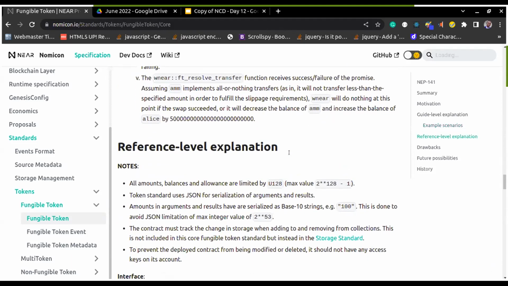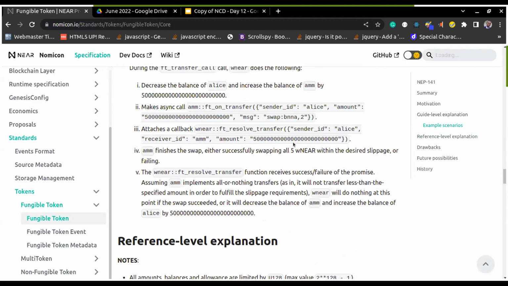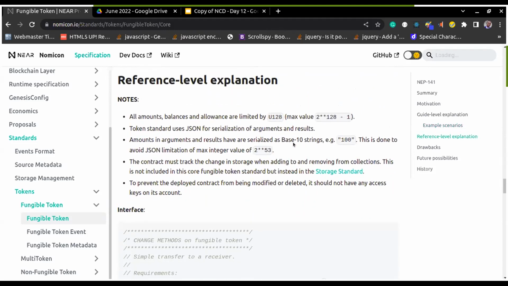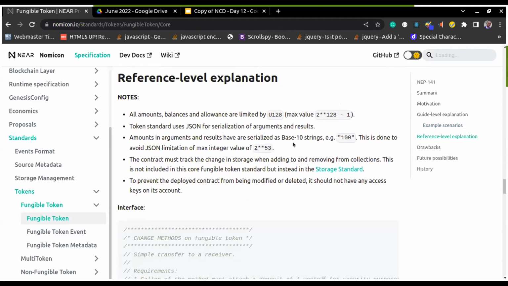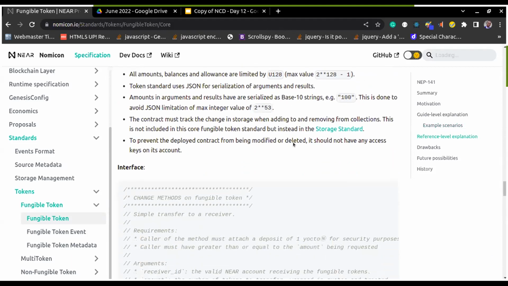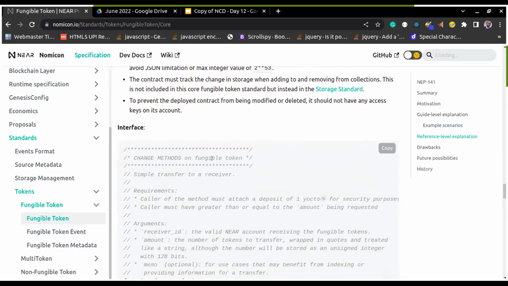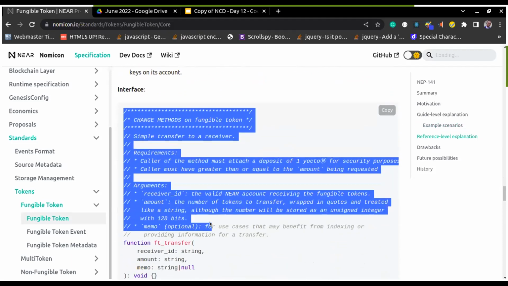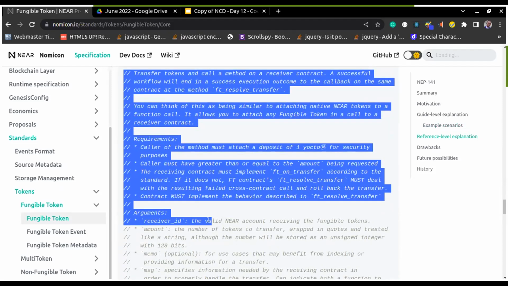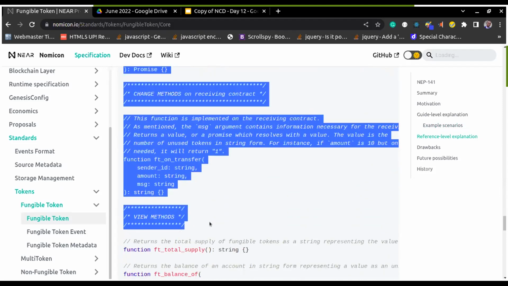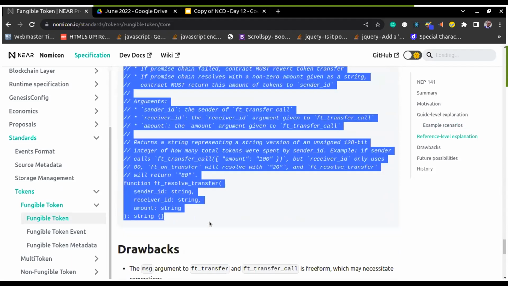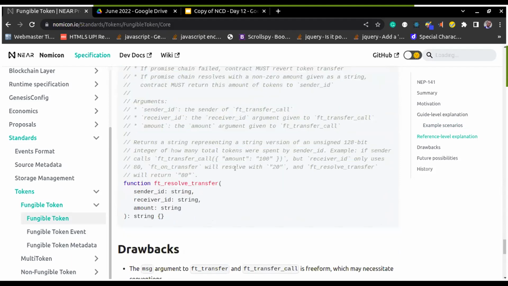I'll not go through all these today, but you can read through. It's basically what I've been talking about. Let's skip to the reference level explanation. Now, this gives us an interface of the methods needed. So these are the core methods needed within your fungible token smart contract and an explanation against them, okay?